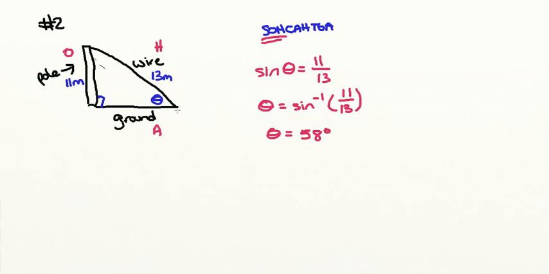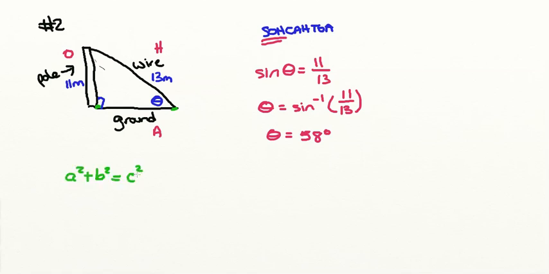The second part of the question says that we want to find the distance between the point where the wire is fixed to the ground and the pole. So basically we want to find the length of the ground. There are two ways to do this. One way you can use Pythagoras. So let's do Pythagoras first. Please remember that C is the hypotenuse, which is 13 squared. So we're going to have 11 squared plus, let's call the ground x, so x squared. So 11 squared plus x squared equals 13 squared.